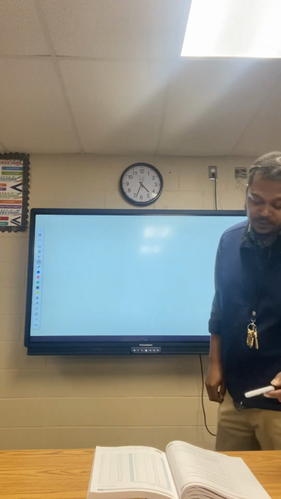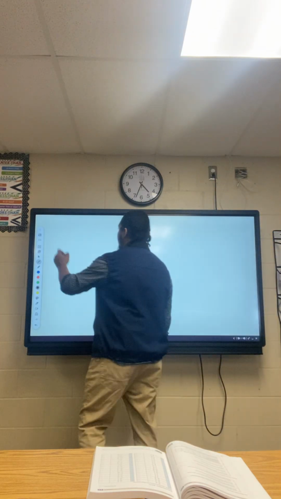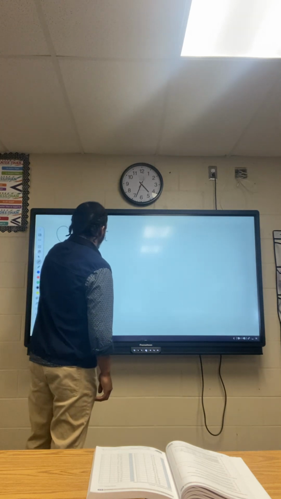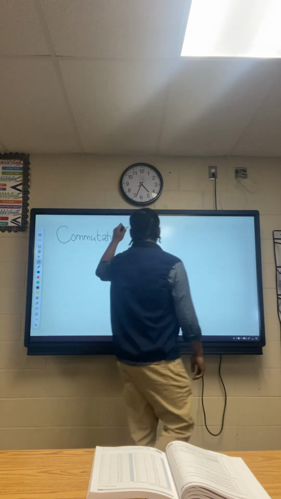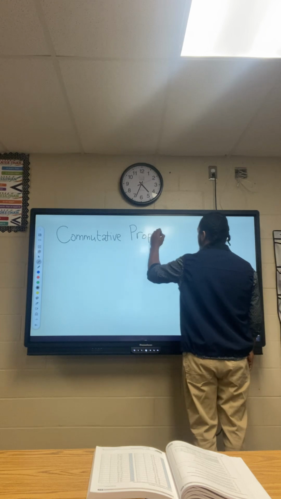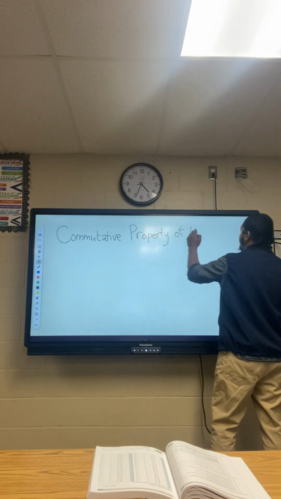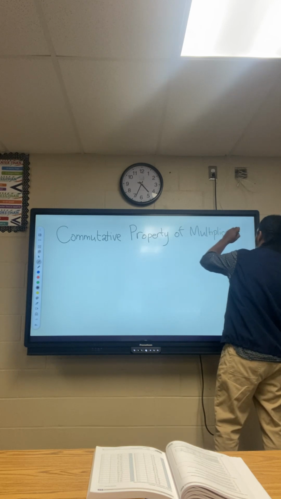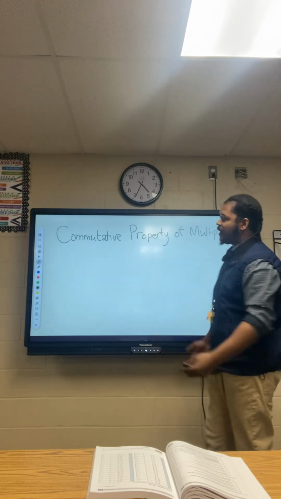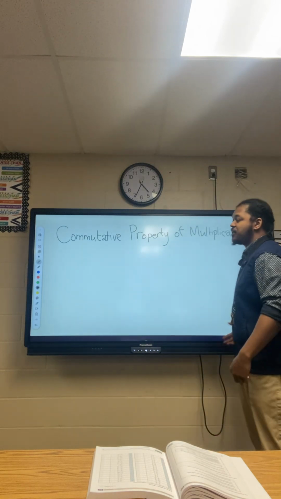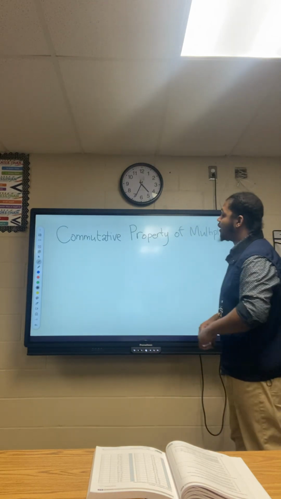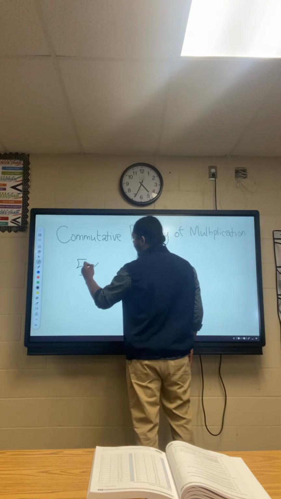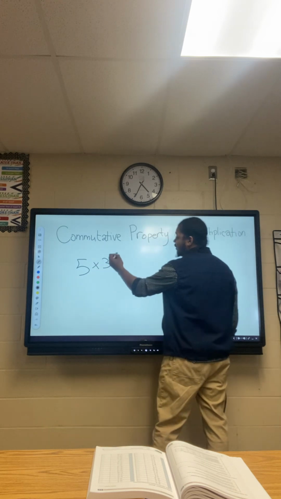We also have the commutative property of multiplication. I'm going to write that up here. Commutative property of multiplication. If we had a definition of the commutative property of multiplication, that also means that no matter what you are going to multiply, let's give the example 5 times 3. We know that 5 times 3 is 15, correct?